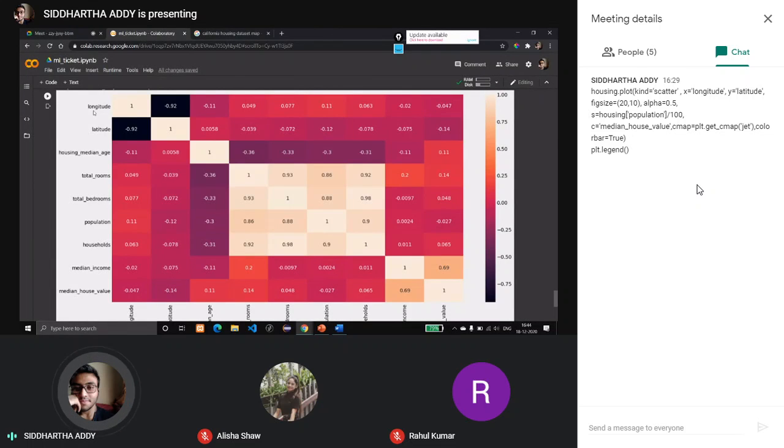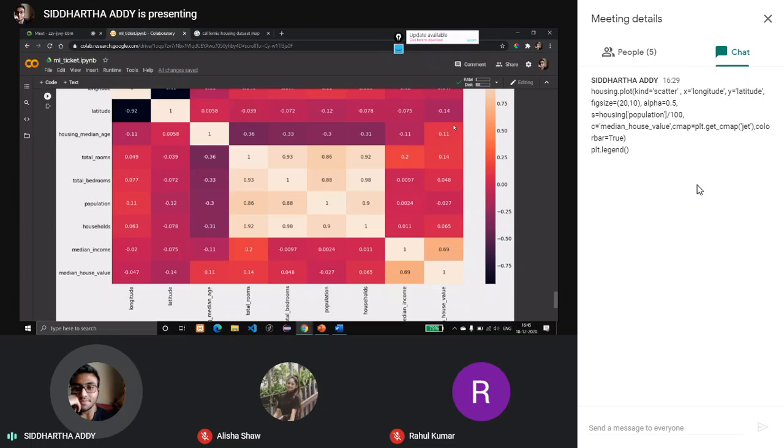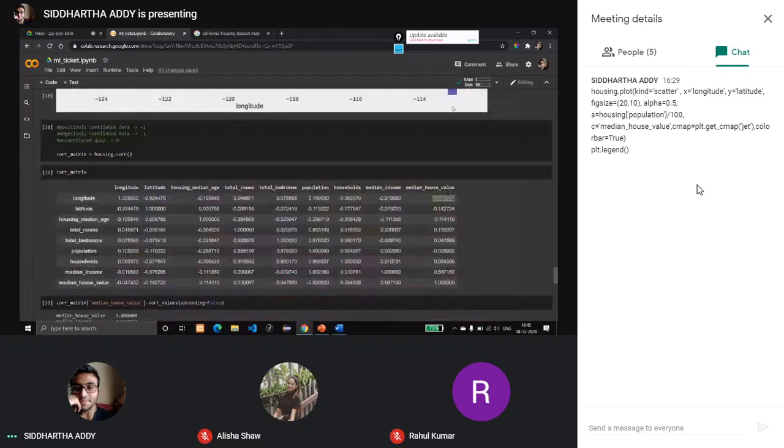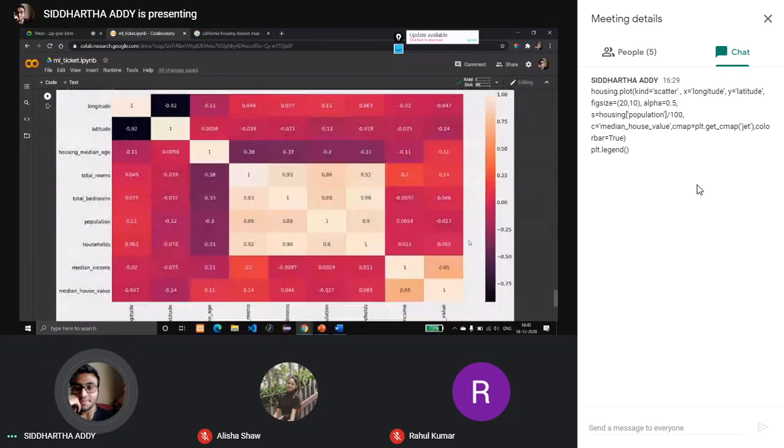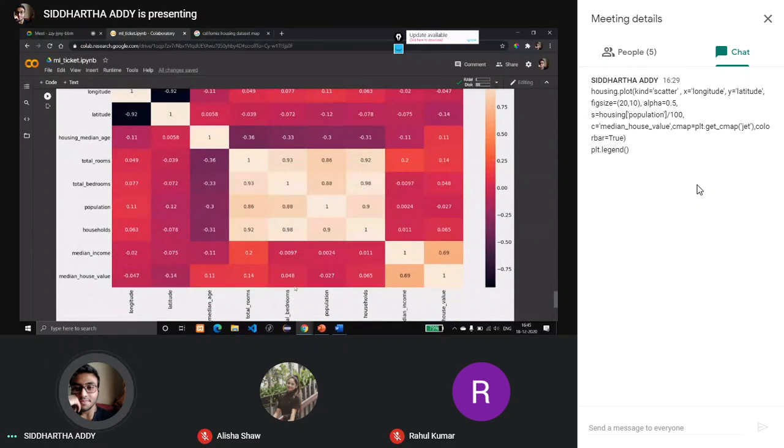Okay, let's look at the longitude. Let me just prove to you that this is the same matrix that we are looking at. Look at the longitude and look at the median house value. It is 0.047. Look at longitude and median house value. It is 0.047, right? So we have the same matrix here. So let's explore the data a little bit more. So what do we have here?